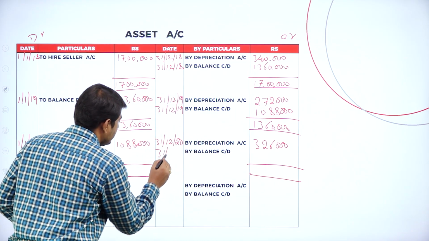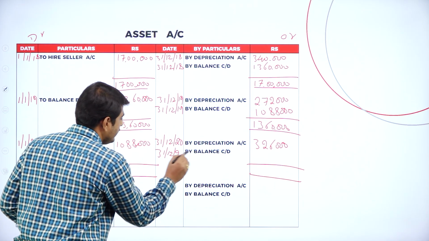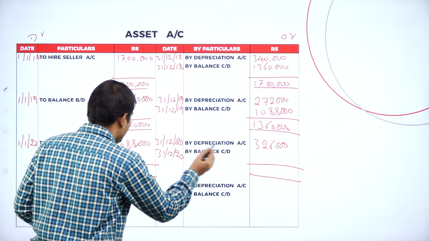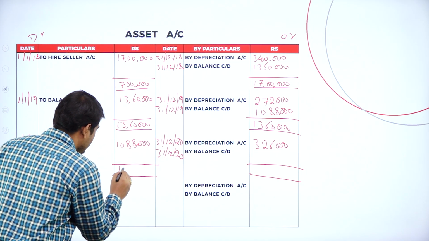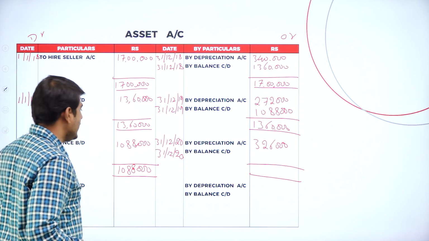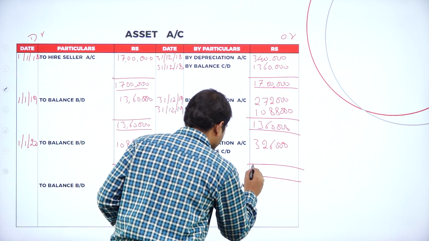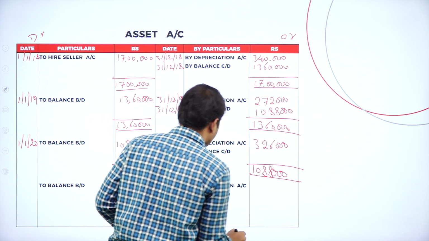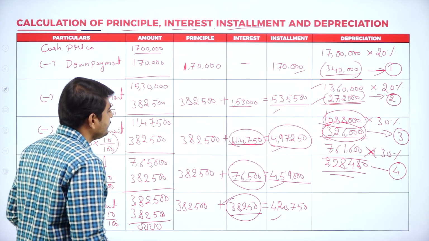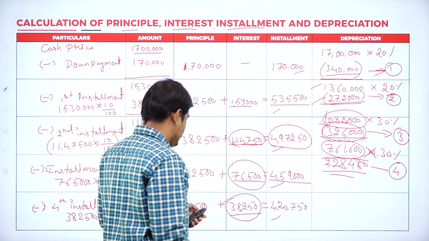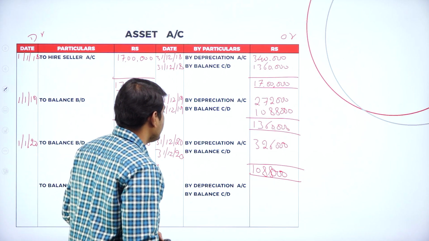On 31st 12/2020 we have to carry forward the balance. We don't know the balance, so let's see which is the higher amount. 10,88,000 is the higher amount, so the difference will appear on the credit side. What is the difference? Let's see here itself. 7,61,600 will be the difference.